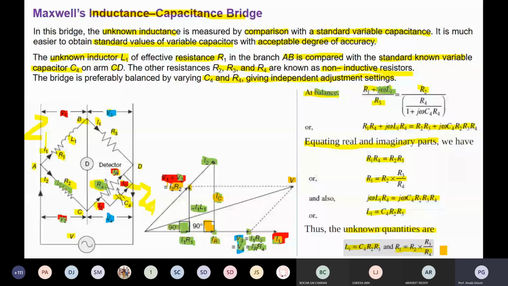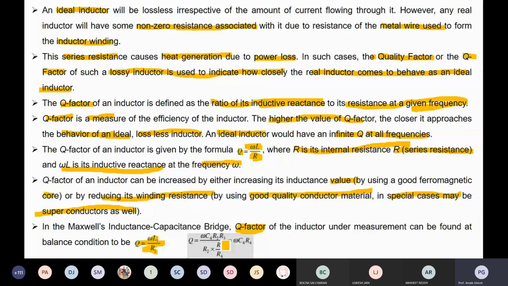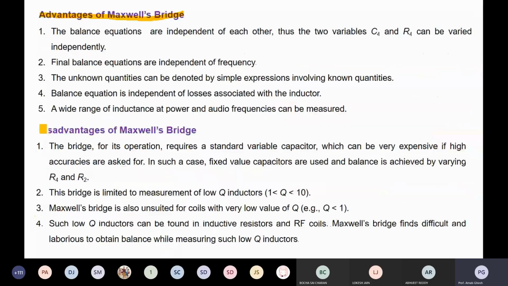Then what are the advantages of that Maxwell bridge? You have to know about the advantages and the disadvantages. So what are the most important advantages? The balance equations are independent of each other, thus the two variables, C4 and R4, can be varied independently. That is the main important advantage.